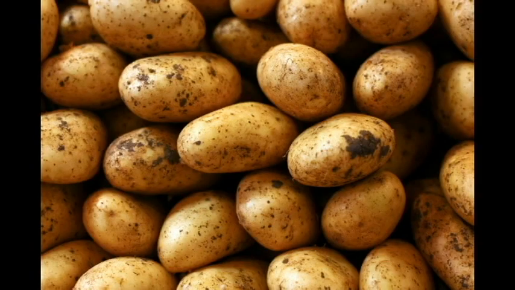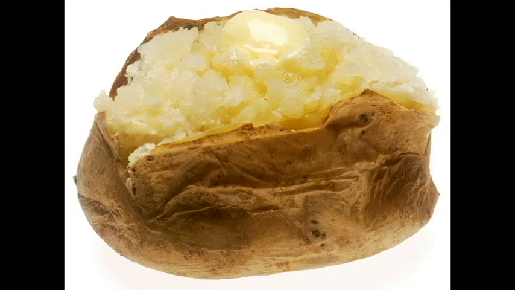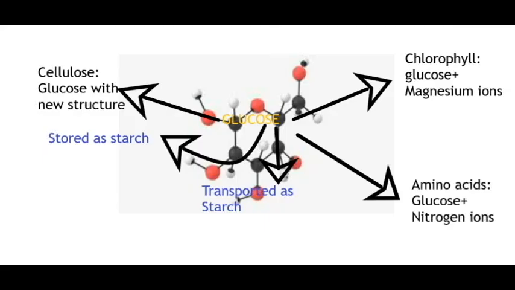A good example of starch storage is a potato. This is a massive pile of carbohydrates which the plant has stored and is going to use later. Unless I fancy a jacket potato. Glucose has many uses, including these, so you can see why it is so important for the plant.